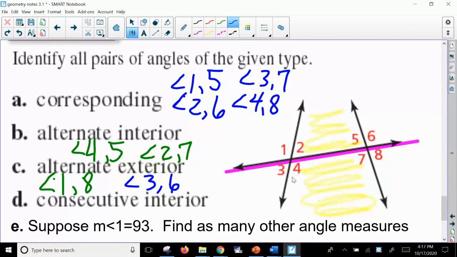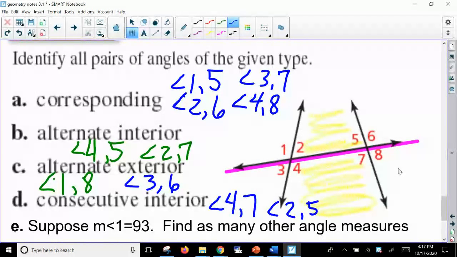They both got to be on the interior, but remember, they do not have the same vertex. So on the same side, so angle 4 is on the interior, and another angle that's on the same side of the transversal is angle 7. Angle 4 and 7 are consecutive interior. Also, angles 2 and 5 are consecutive interior angles.